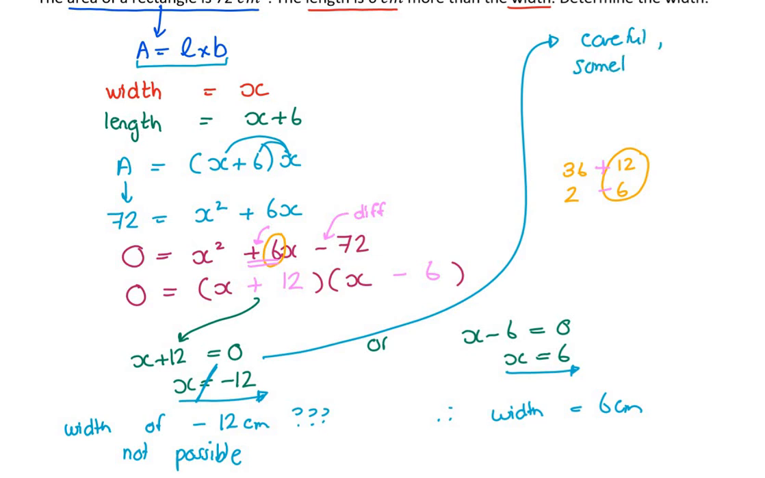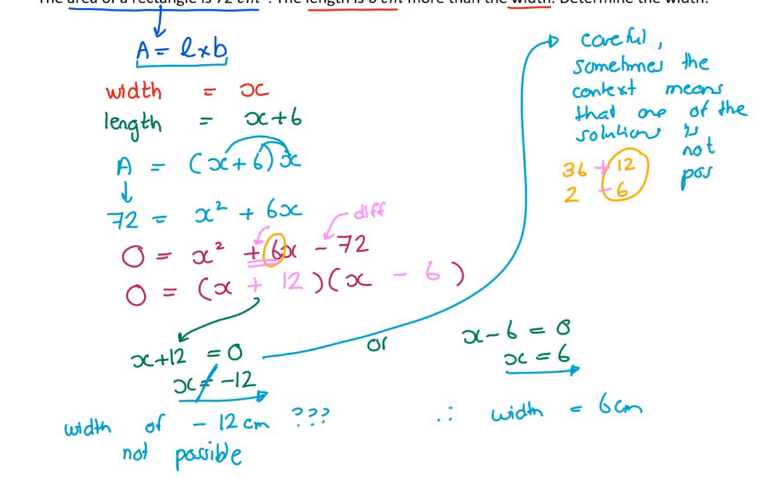Sometimes the context means that one of the solutions is not possible. Obviously this only really happens in a quadratic, but very often in a quadratic in a word sum, one of the answers is just impossible in the context. If this was just a normal quadratic, then of course both of those answers are acceptable.